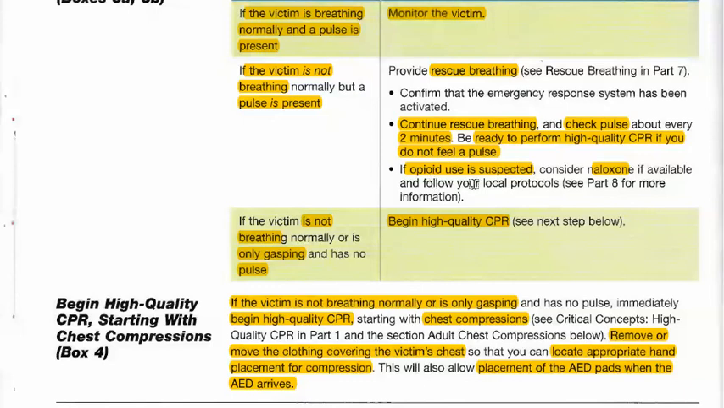Okay, if opioid use is suspected, consider naloxone as the antidote. Nice. If the victim is not breathing normally or is only gasping and has no pulse, oh my god, what will you do right now? Will you cry beside him? He has no pulse, he has no breathing, or he's only gasping. So what will you do right now? Prepare yourself to do high quality CPR. Begin high quality CPR. That's really very nice.